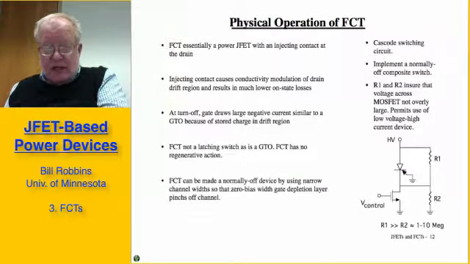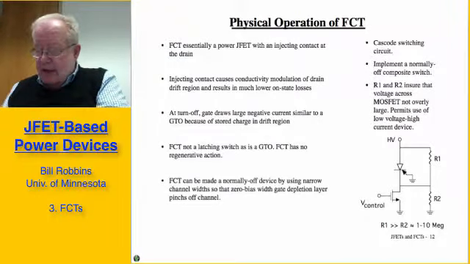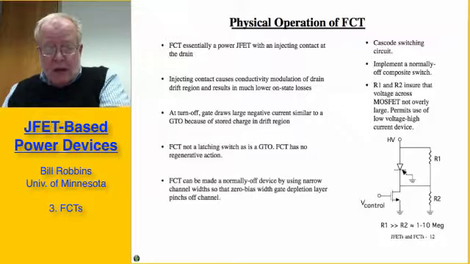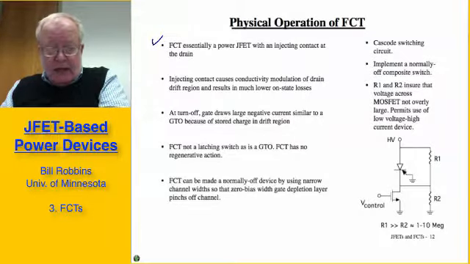Going on to the next slide, the physical operation is already probably fairly clear. I think I've alluded to it already, but let me go over it briefly. The FCT is essentially a power JFET with an injecting contact. The injecting contact causes conductivity modulation of the drift region and thus reduces the conduction losses to a significant degree.